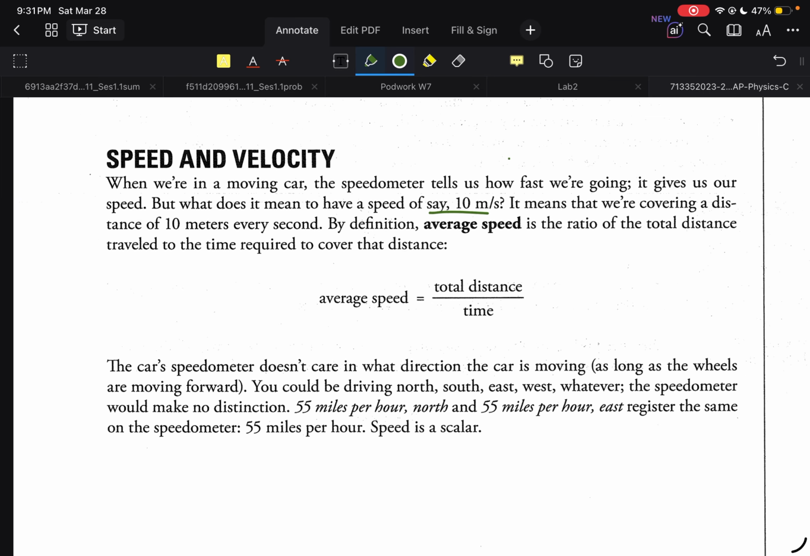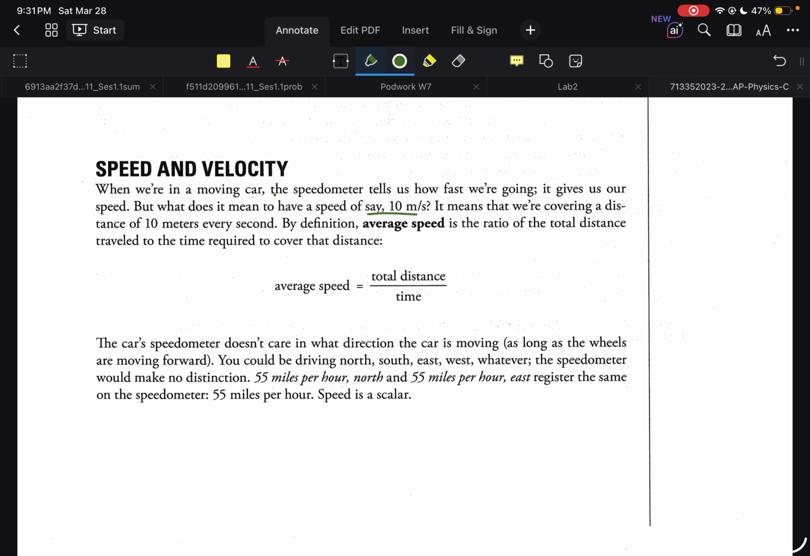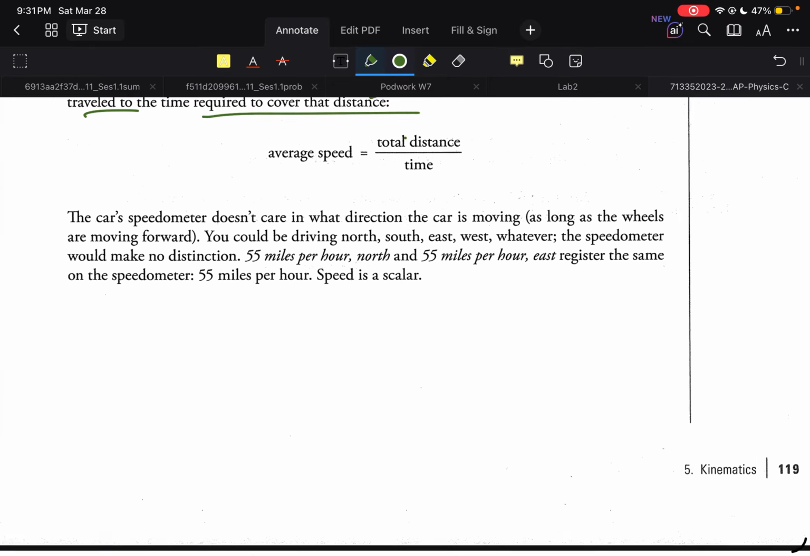Speed and velocity is this, okay? When we're moving in a car, the speedometer tells us how fast we're going, gives us our speed. But what does it mean to have a speed of 10? We're covering a distance of 10 meters every second. By definition, average speed is the ratio of the total distance traveled to the time required to cover that distance.